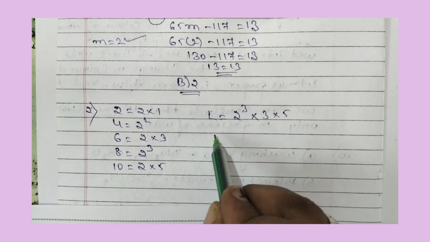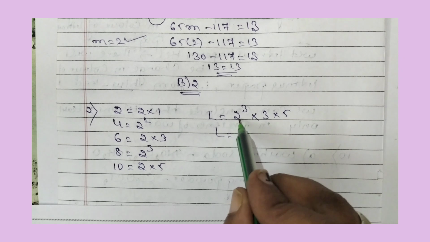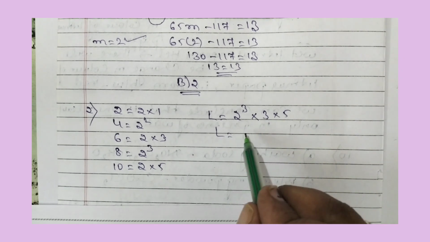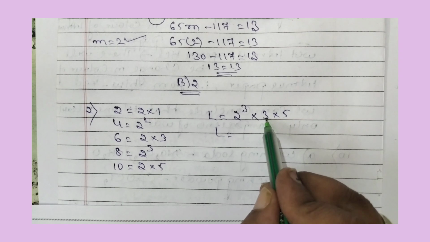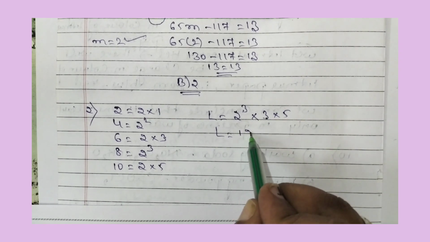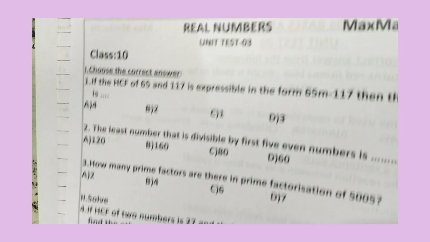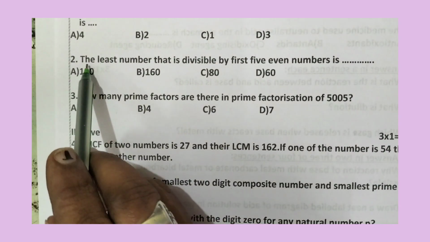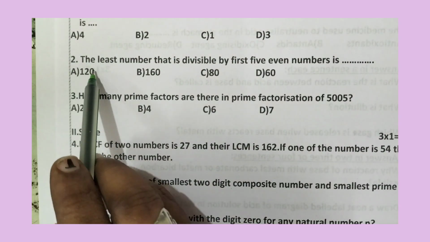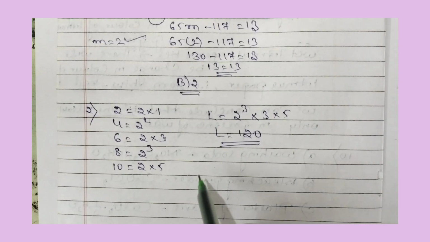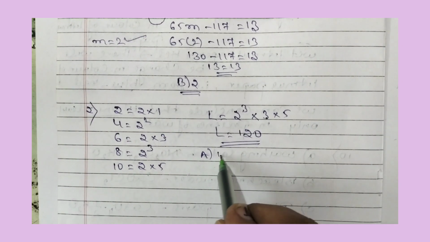So 2 to the power of 3 is 8. Then 8 threes are 24. 24 into 5, or 5 threes are 15, 15 eights will become 120. So LCM is equal to 120. Therefore the right option for this question is option A, 120. Option A, 120 is the right option.